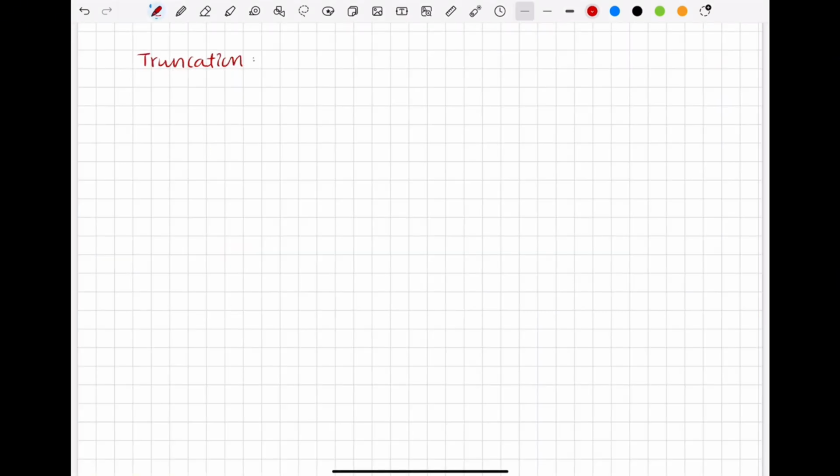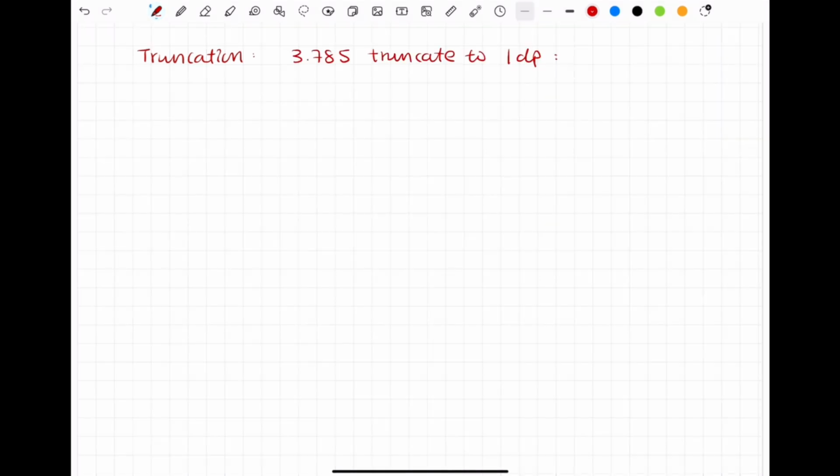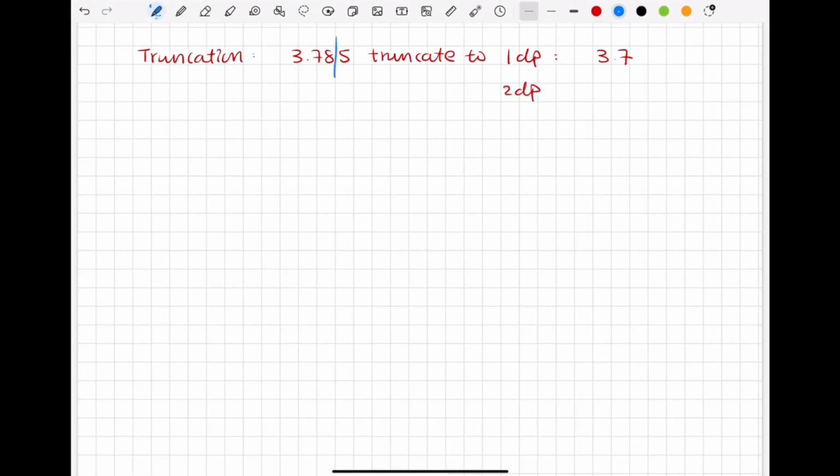Let's talk about truncation. Truncation is a way to estimate the number without doing any rounding. So to truncate a number, we simply miss off digits past a certain point in the number. So for example, if I want to truncate this number to one decimal place, it's going to be 3.7. Even though that 8 is greater than 5, I don't round it up. Now, if I want to truncate this number to two decimal places, I'll simply chop off what's after 0.78.